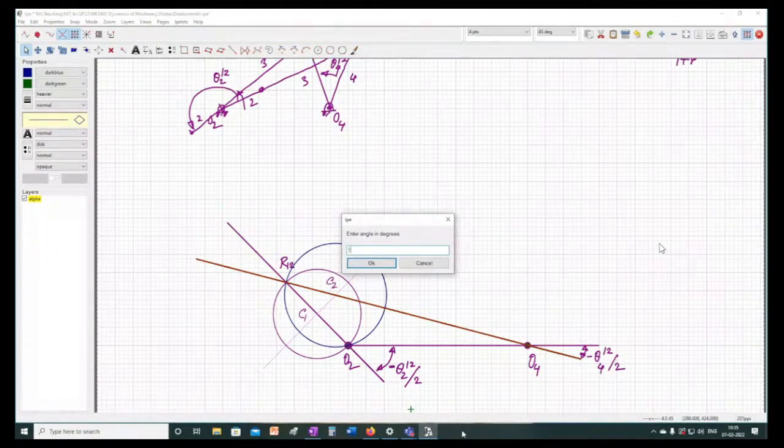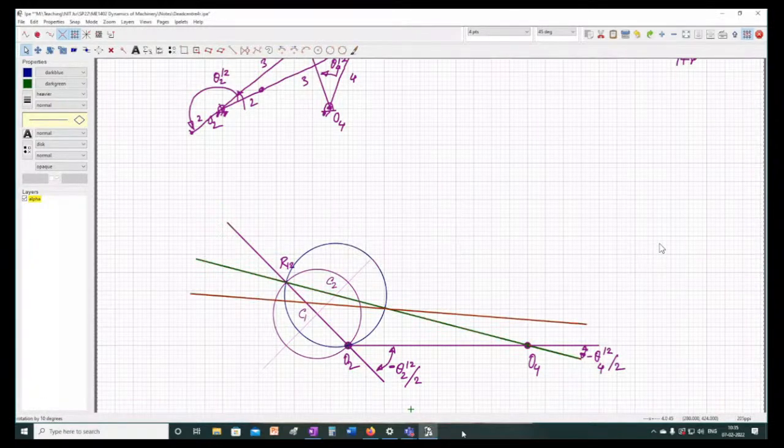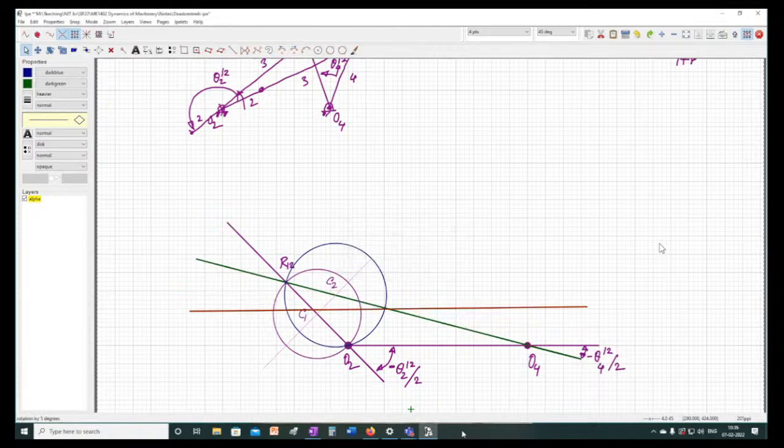Let's say I rotate it by 10 degree, another 5 degree, minus 10 degree, 5 degree, 15 degree, minus 1 degree. So 14 degree, not exactly horizontal, but let us say that this is almost horizontal, maybe 0.5 degree angle difference is there.